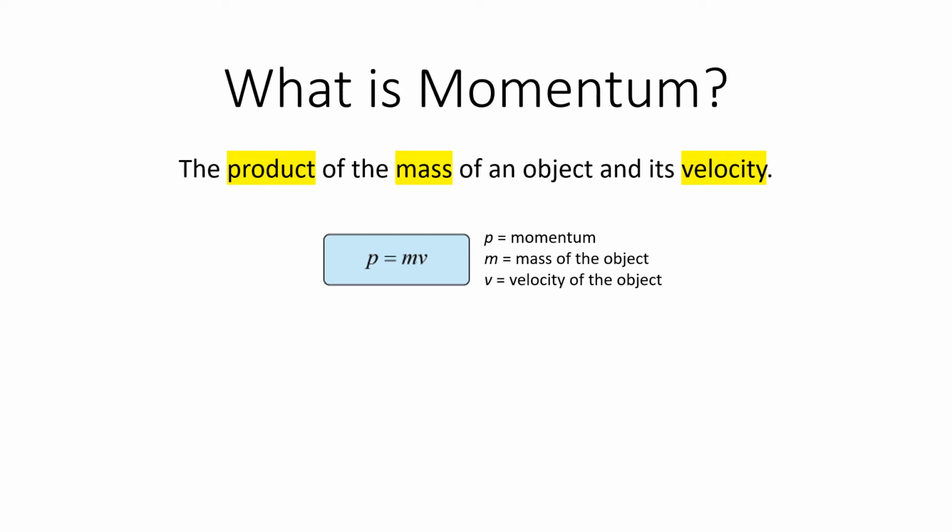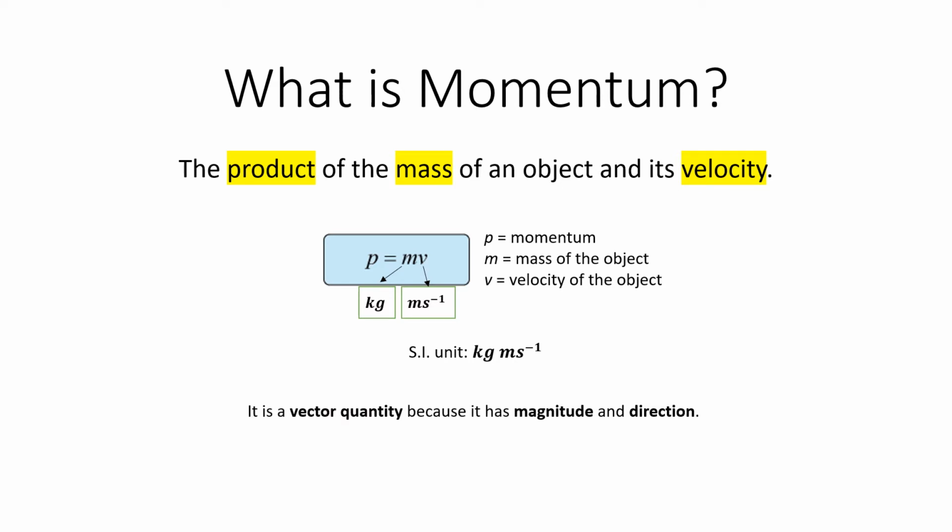Wait, what about the unit? What is the unit of momentum? And how can we calculate the SI unit of momentum? Don't worry about that. Here I share with you the trick. Since we know the SI unit of mass is kilogram and the SI unit of velocity is meter per second, hence we know the SI unit of momentum is kilogram meter per second.